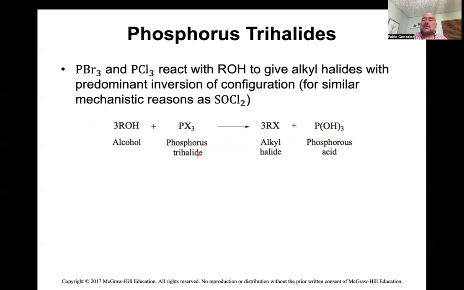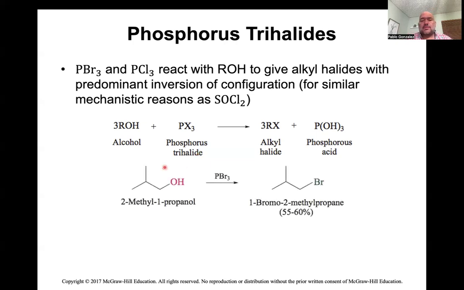The first one is the alcohol with the hydrogen halide. The second one is the alcohol with the thionyl chloride and the amine, triethylamine. And the third one is the alcohol with phosphorus trihalides, could be PCl3 or PBr3, and that's going to give you your alkyl halide.